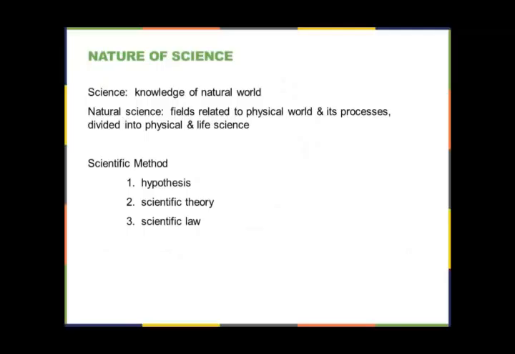Science is just knowledge of the natural world, and the natural sciences are going to be the fields related to the physical world and its processes. So things will tend to get divided into physical science and life science. Biology is definitely in the field of life science. Your physical science would include more of the things like chemistry and physics.